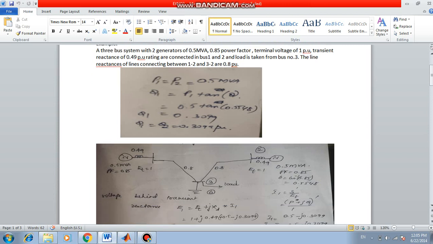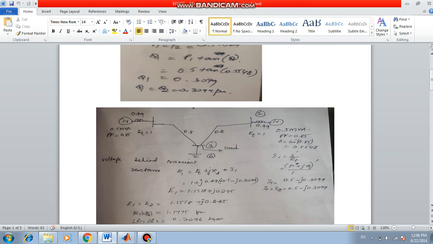It's given in the example that the real power P1 and P2 are both 0.5 per unit, and from that we can calculate Q1. This is from the power triangle. We can write Q is equal to P into tan theta, where theta is the angle between P and Q. So Q1 is equal to P1 tan theta. Substitute the values: 0.5 tan theta, with 0.5548 as the power factor given in the question. From that you can calculate theta. So Q1 is 0.3099, and Q1 and Q2 are equal, so Q2 is also 0.3099.